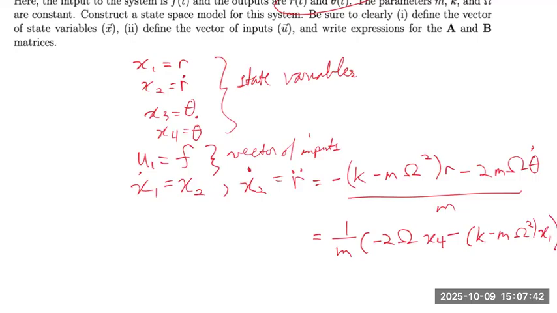Now we want to find what x3 dot is. x3 dot is going to be equal to x4.